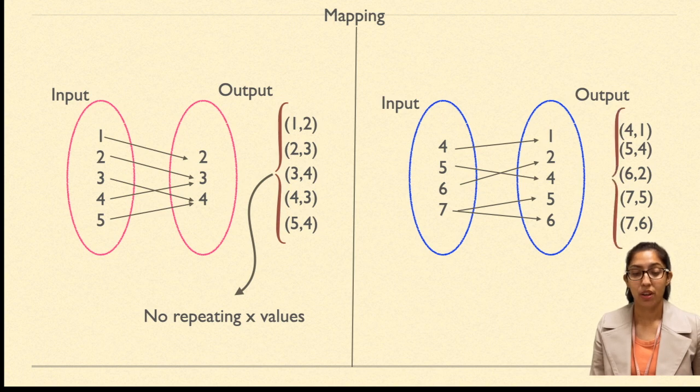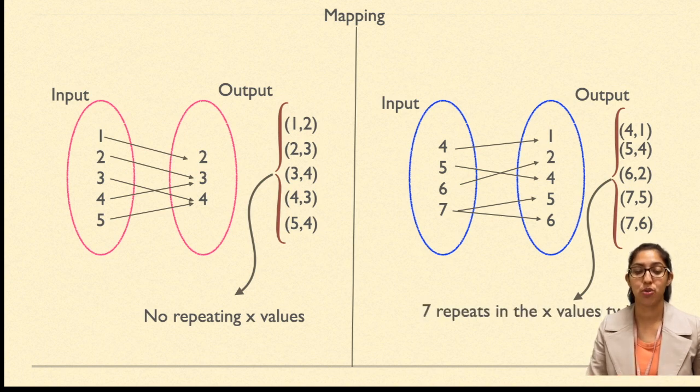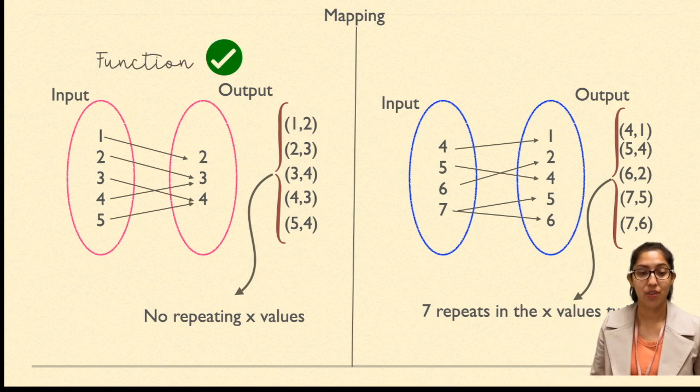So if you look, the 7 repeats in the x values twice, so that means it's not a function. If you look though at the mappings, so on the first one, that pink mapping, notice that it's okay if 2 arrows go to a number, but like on this second one, if 2 arrows are going from a number, that's not okay. That's how you can tell with mappings. So yes, function, no, not a function.